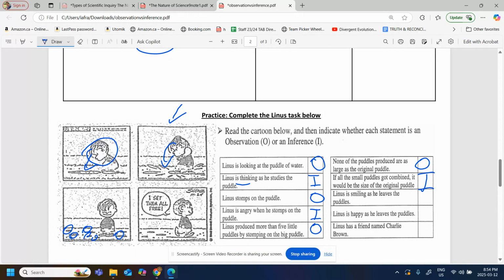Linus is smiling as he leaves the puddle. Yes, there is a smile on Linus's face, so that's an observation. Linus is happy as he leaves the puddle. Again, we see a smile, but it's still an inference. It could be a sinister smile. It could be an angry smile.